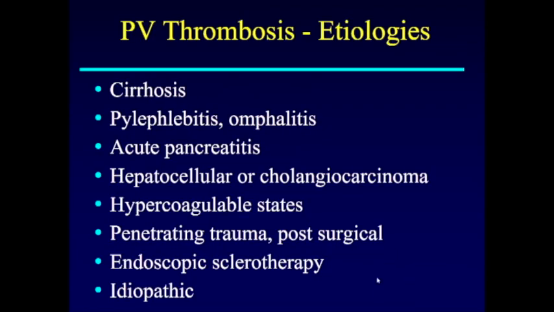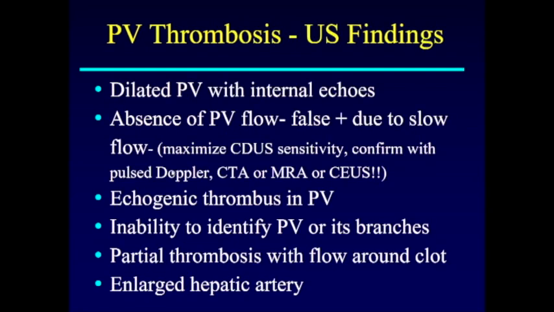So what are some of the etiologies of portal vein thrombosis? Well, there's a whole long list, but the most common ones you can see in liver cirrhosis, pylephlebitis and omphalitis, especially in children, patients who have acute pancreatitis, and then patients who have hepatocellular carcinoma or cholangiocarcinoma, hypercoagulable states, penetrating trauma can cause portal vein thrombosis, and then some rarer ones like endoscopic sclerotherapy, and then there's also an idiopathic version.